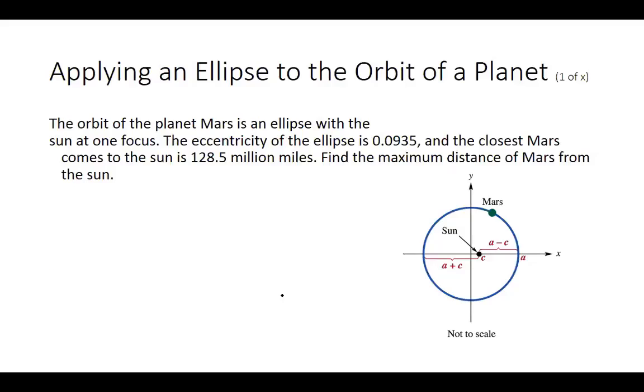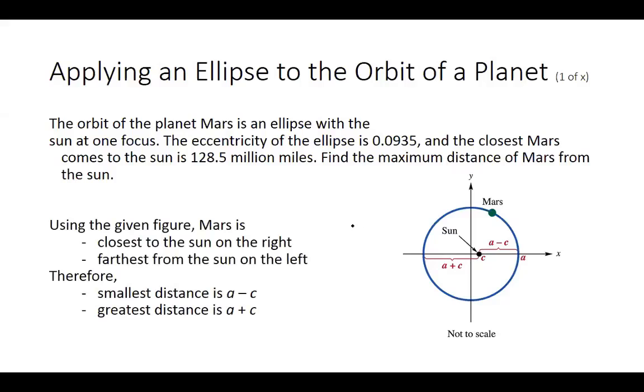So one of the application problems in this section: the orbit of the planet Mars is an ellipse with the sun at one focus. The eccentricity of the ellipse is given to me as 0.0935, and the closest Mars comes to the sun is 128.5 million miles. Find the maximum distance of Mars from the sun. So this shape would actually really help me to look at the values I need for the formula.